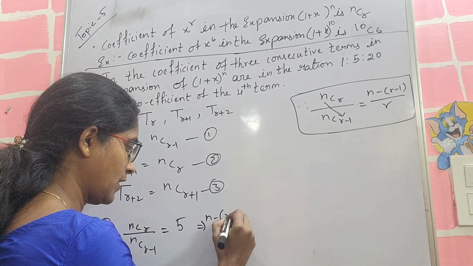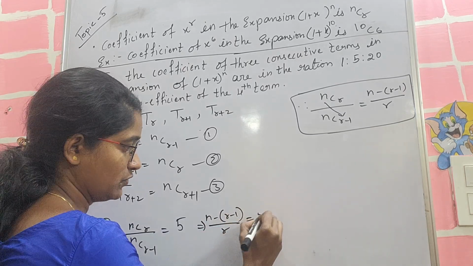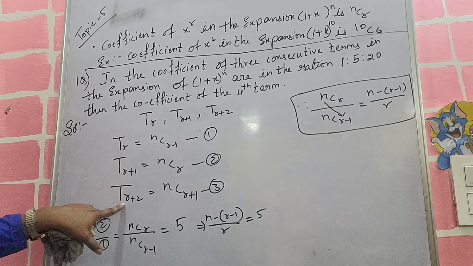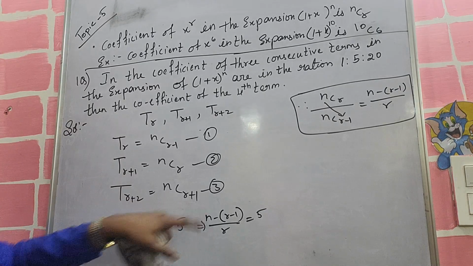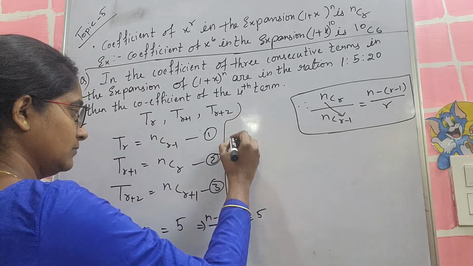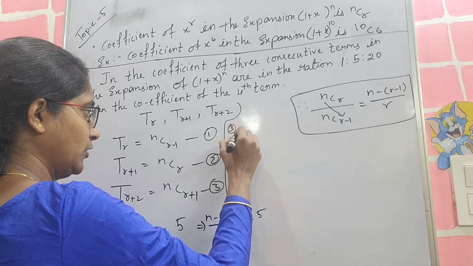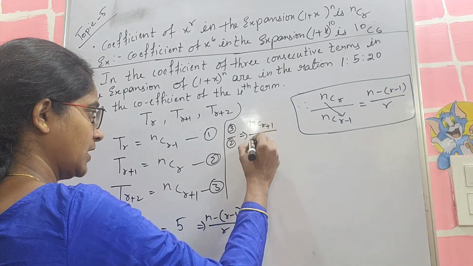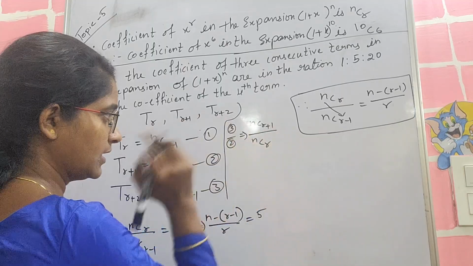nCr-1 by r is equal to 5. Okay, and I'm going to take the next one. So this is if I take nCr+1, yeah, this one. So equation 3 by 2 I'm going to take. So nCr+1 by nCr. So this is increasing and not decreasing.